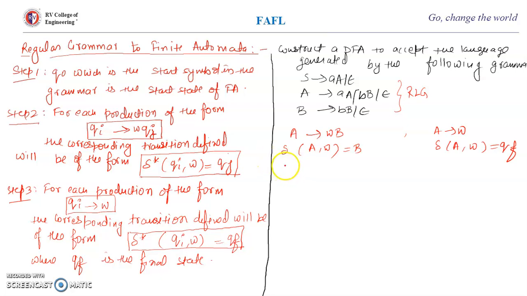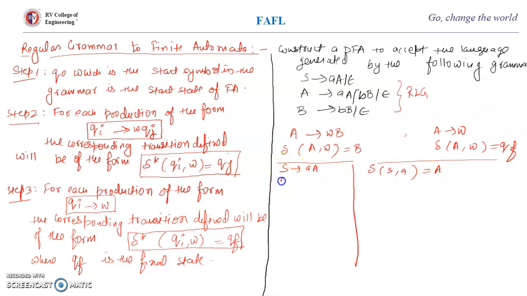Now for the first production, S to aA, the transition function will be δ(S, a) = A. So we are following step 2. This is a non-terminal, this is also a non-terminal, and this is a terminal. If the production is in this form, what are we going to do? We write δ(Qi, w) = Qj. So this is Qi, this is Qj, and this is w.